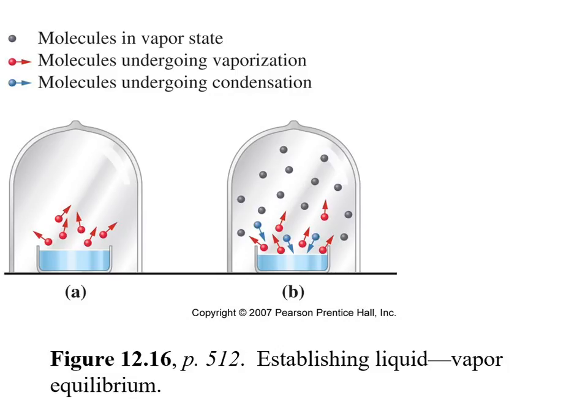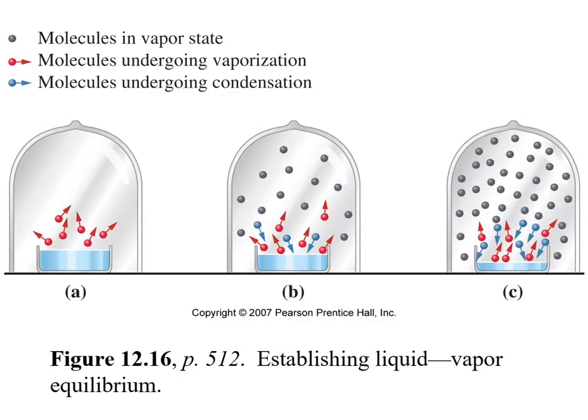So here we have evaporation is red. What are the blue things? What physical phase change? Yeah, blue things are condensation. So evaporation, condensation. At this point, which one do you have more of? Evaporation. Right, you have more evaporation than condensation. You are not at equilibrium yet.